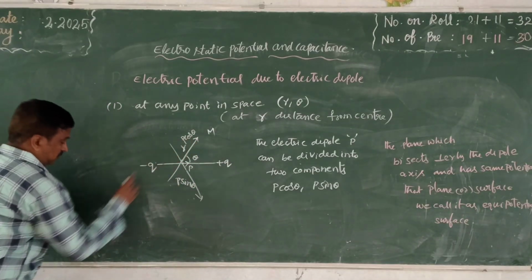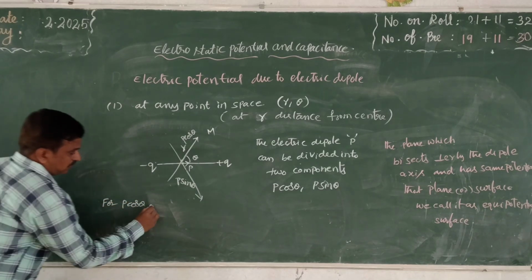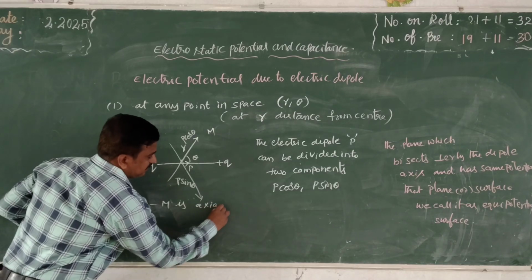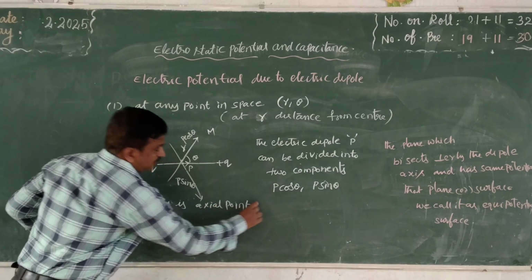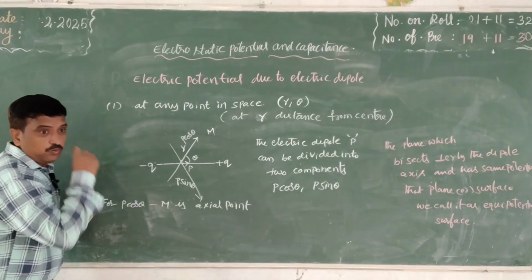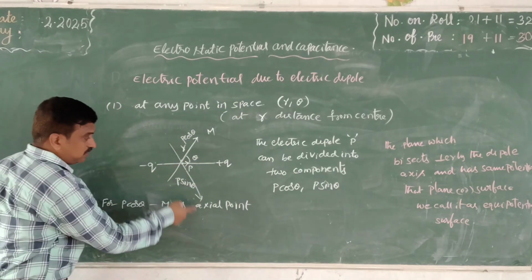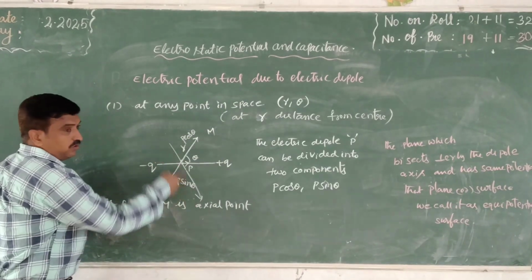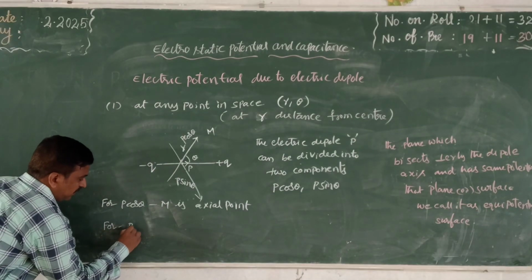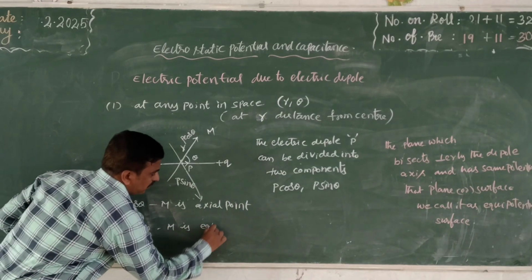For P cos theta, M acts as an axial point. Axial point means this is the dipole, P cos theta, and M lies along the axis. Automatically, the other dipole is perpendicular to it, along the perpendicular bisector. So for P sin theta, M is an equatorial point.